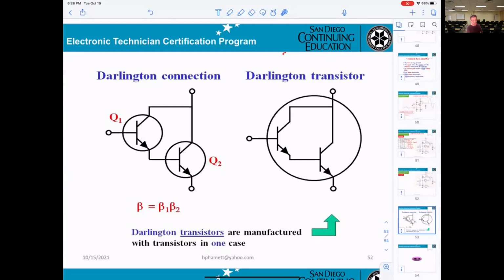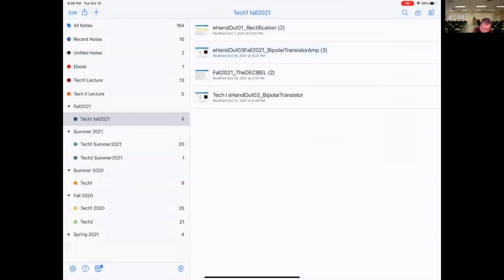Okay, so that is completely for bipolar transistor: common emitter, common collector, and common base. Any question? If not, now we go to our next one.